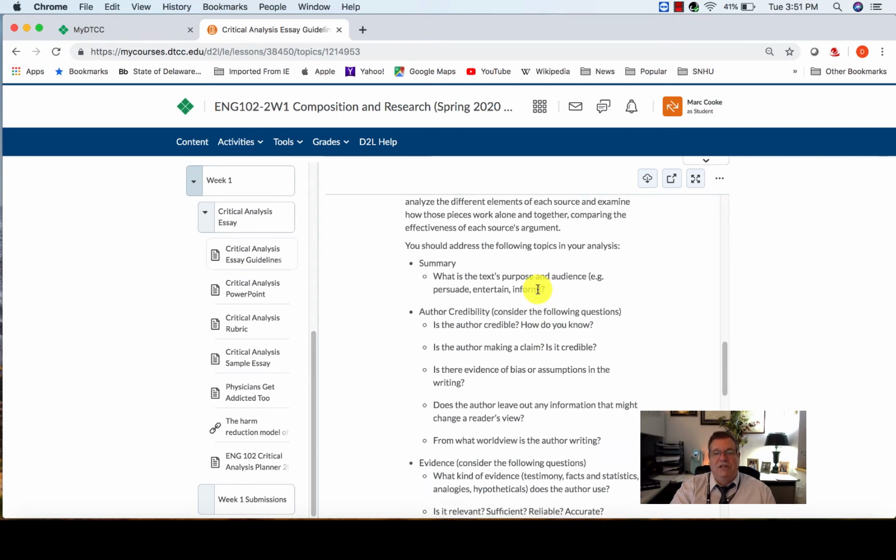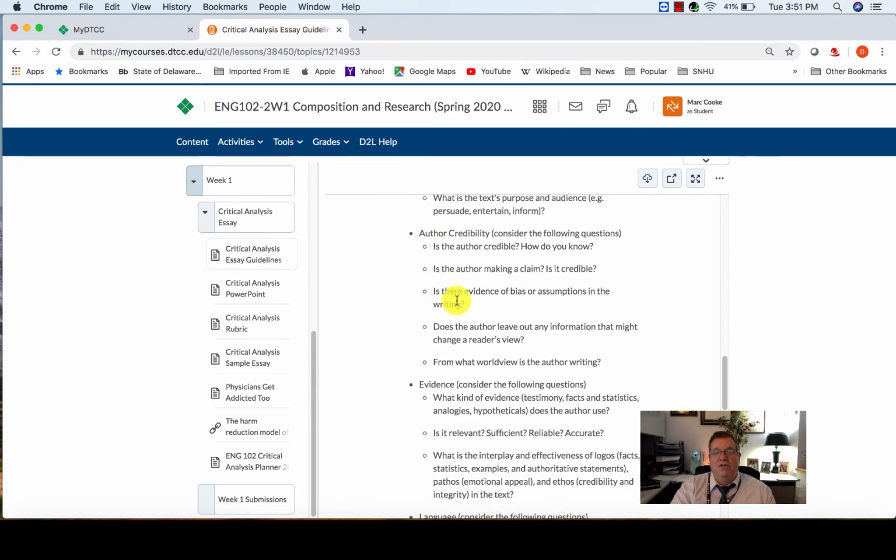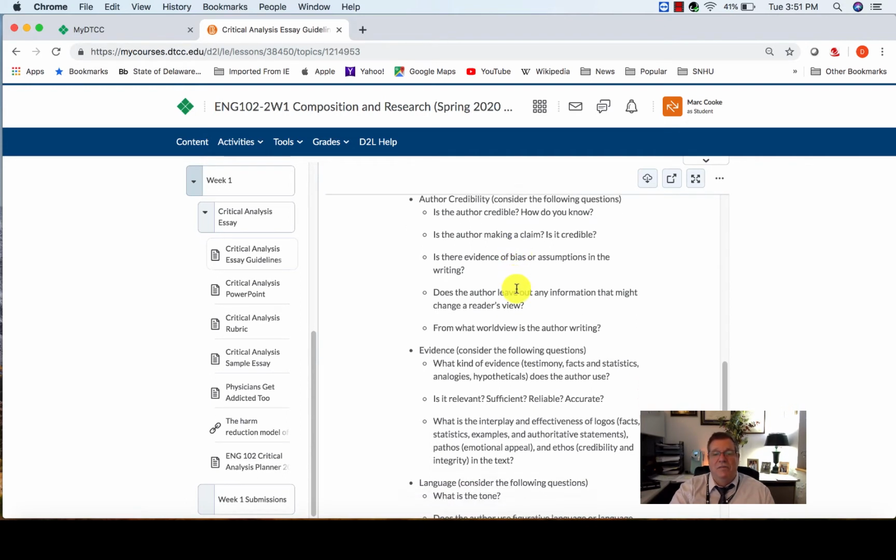Then we have the different sections. So one section deals with author credibility, and I'm not going to read these questions for you now, but these are questions that you don't have to answer per se, but in your paragraph, you're going to write an entire paragraph on author credibility. You're going to look specifically at each of the sources. So was the author of the article credible, and was the speaker in the TED Talk credible, and how do you know? Looking at some of these other questions, you can bring this into this section of the paper.